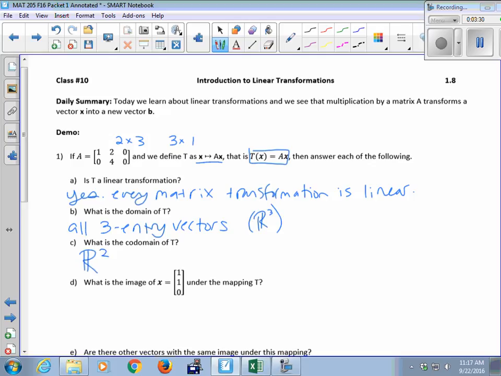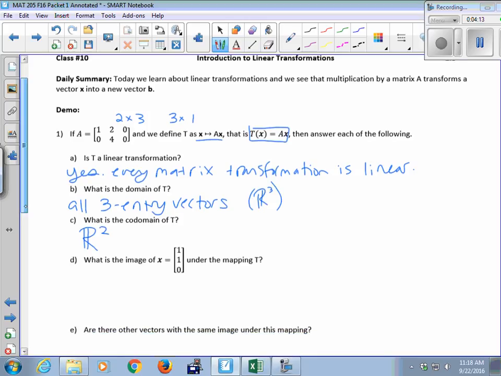Now, I didn't ask for the range, right? Because you can't necessarily create every vector in R2 by multiplying vectors in R3 by that matrix. So the range is some subspace of R2, possibly all of R2, but definitely within R2. So no, this is the codomain. We say it's all of R2. The codomain is slightly different definition than the range. If I asked you for the range, you would not say all of R2, unless you were sure that was the case. But the codomain is just the space where the range lives. So you can say R2 is the codomain.